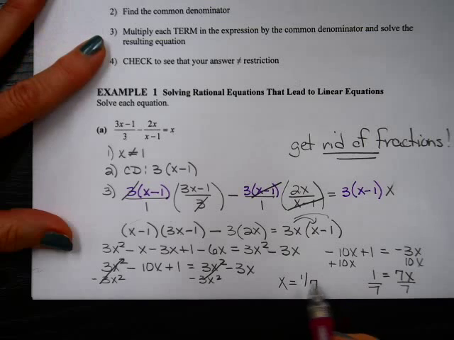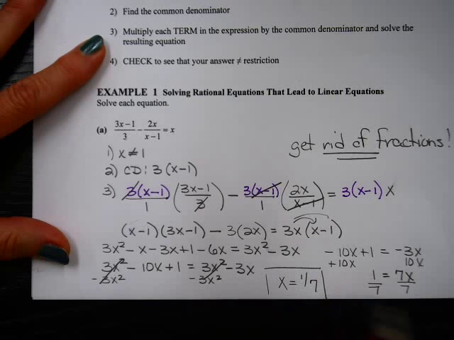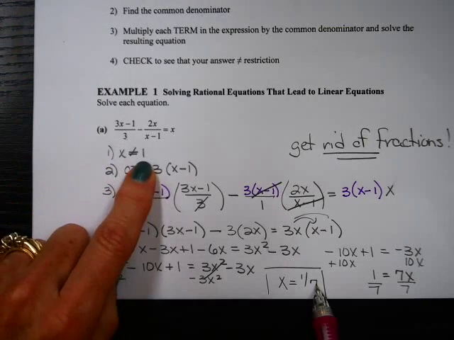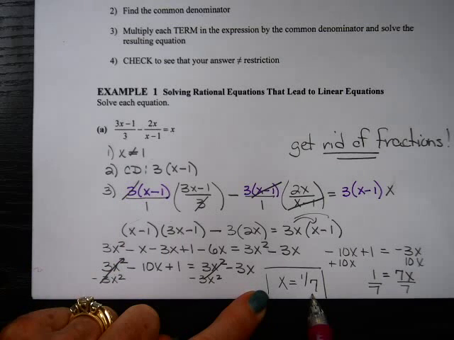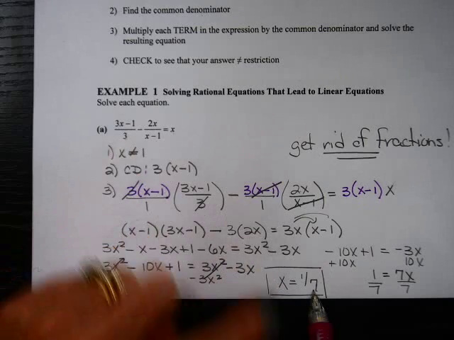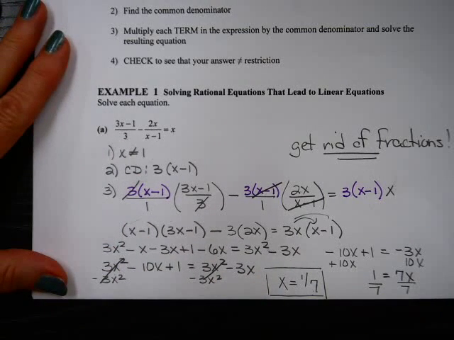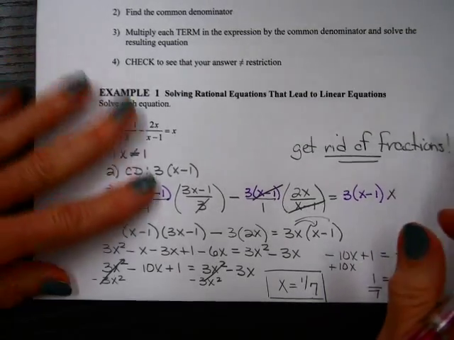Now, the last thing we have to do is check to make sure that this is not the restriction. It's not. We said the restriction is 1. We got the answer as 1/7. So this is our solution because it will not make our denominator equal to 0. And we're assuming that we did all of our arithmetic correctly and it will check just fine. So let's look at another example.